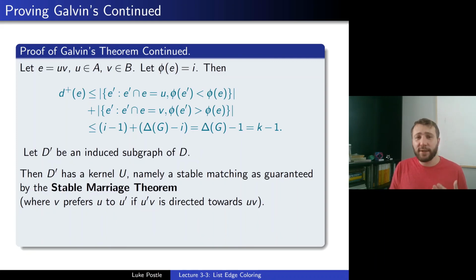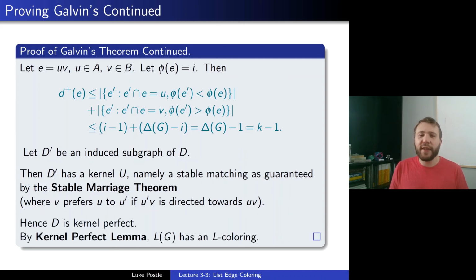You can look at Diestel and the proof of the stable marriage theorem, which is very nice and classical, but this is exactly what we need to show a kernel. I won't bother with the details, but that's exactly what we get. A stable matching is an independent set, and every other edge outside has to have an out-neighbor into the matching, must have some pair that's more preferred.